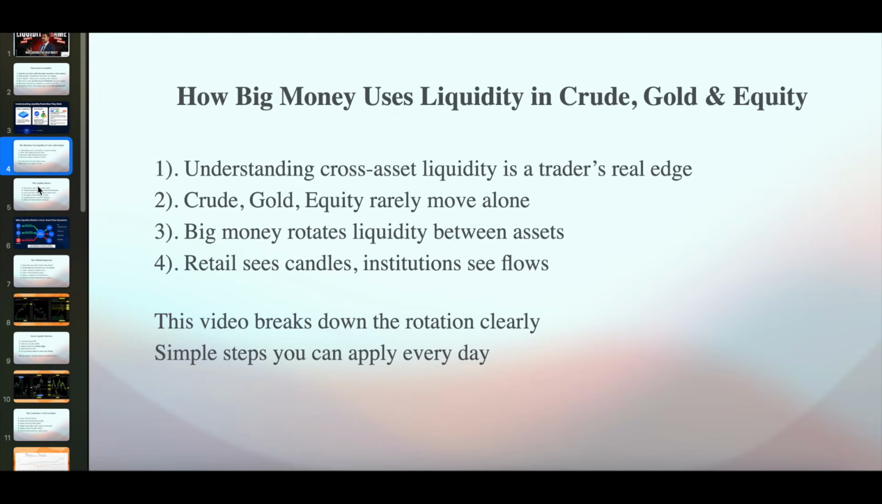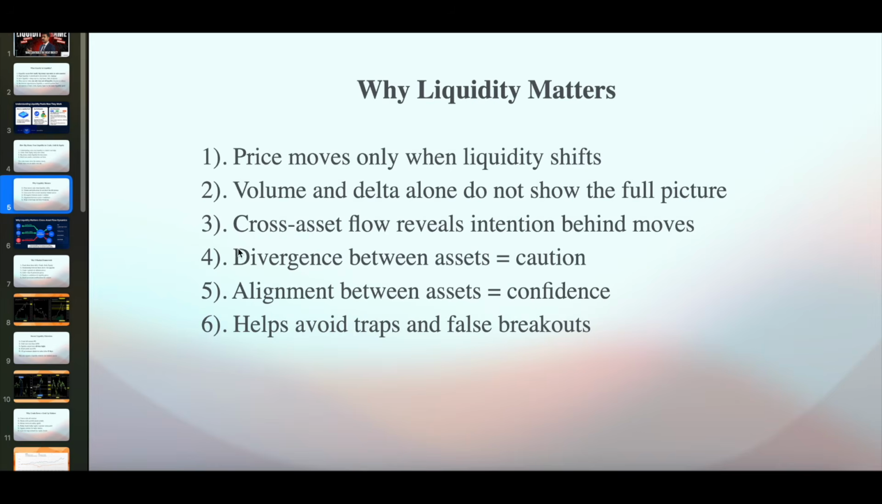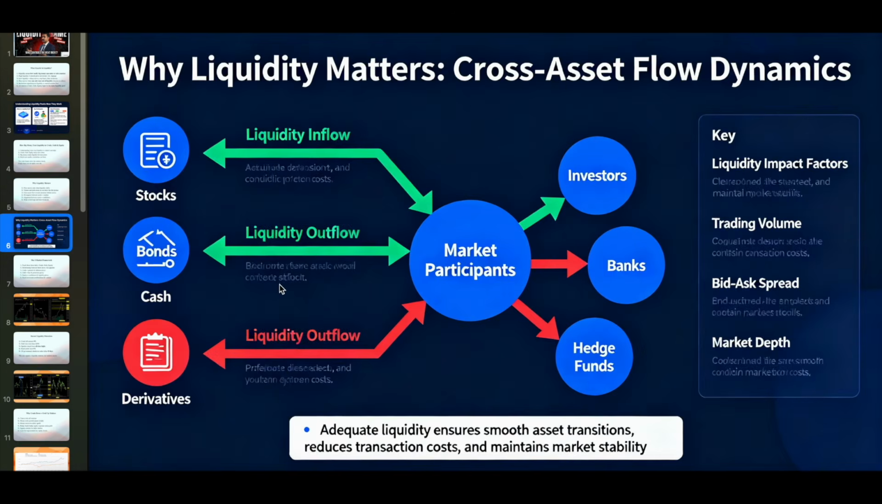So why does liquidity matter? Price moves only when liquidity shifts. Let me clear it with an example. Imagine there are only 5 buyers in the market and you try to sell 100 lots. The price will slip until it finds enough buyers, right? This slipping is not the operator's trick, है ना? It's a liquidity shortage. So when liquidity flows into an asset, the trend becomes stable.